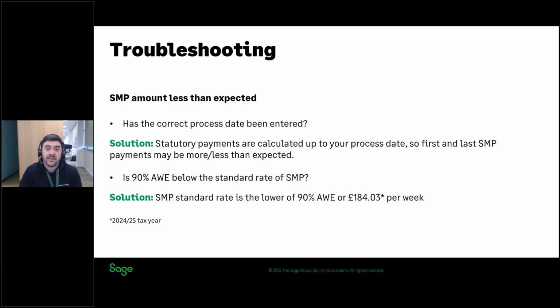And the other one, if you're feeling that the standard rate of SMP is lower than what you're expecting, it could be that 90% of average weekly earnings is lower than the standard rate. So remember, the standard rate is the lower of £184.03 per week, or 90% of average weekly earnings. So for some staff, they might end up effectively with the same rate throughout all of their maternity leave.